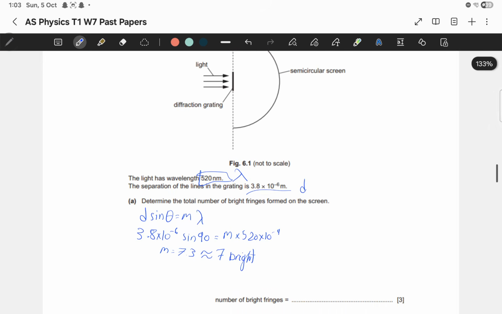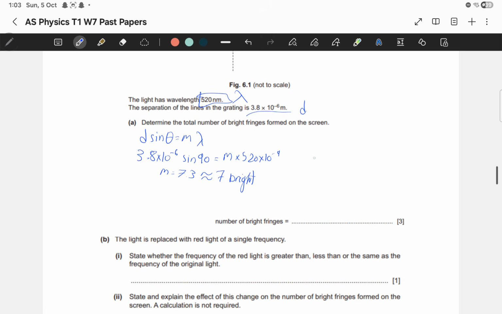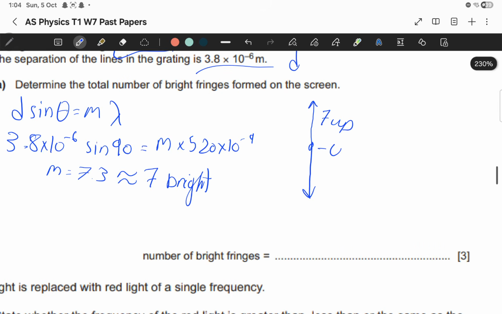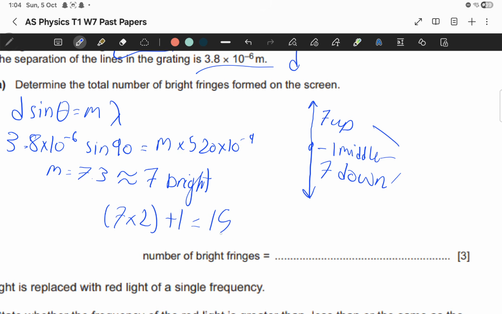Now, because it's only 90 degrees, it's gonna be 7 up, right? It's only 7 up, but you're forgetting that we also have the down. We always have the down and the central maximum. So then you have one bright fringe in the middle, the central maximum, and 7 down, right? Because if you have up, you're gonna have down. So add them all up. You're gonna have 7 times 2 plus 1. 14, 15. 15 bright fringes, right? 7 plus 7, 14 plus 1, 15. 15 bright fringes.